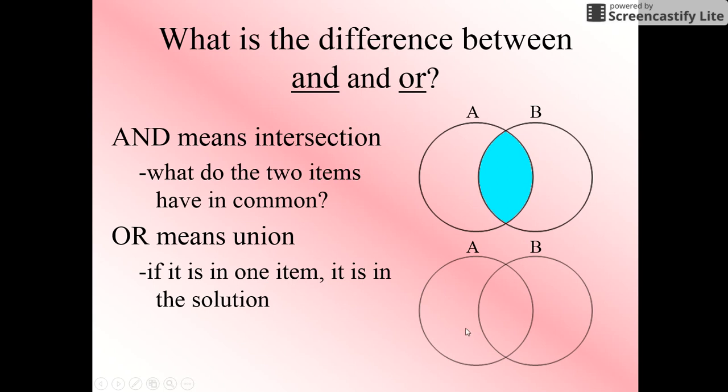Here is your items bank for A. Here is the circle item bank for B. Union means we're going to put it together. Everything in A and B are solutions.